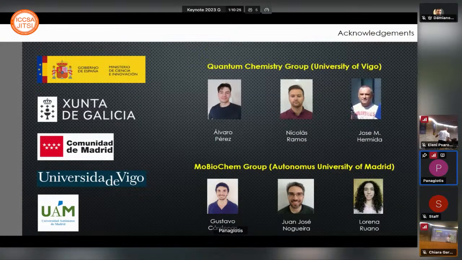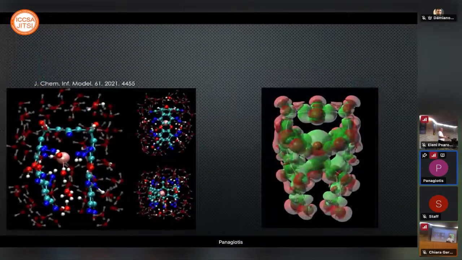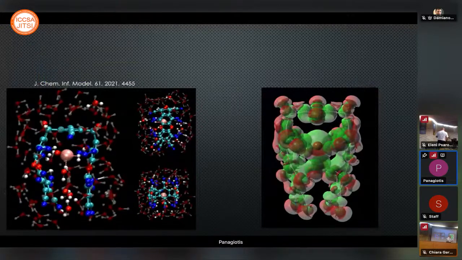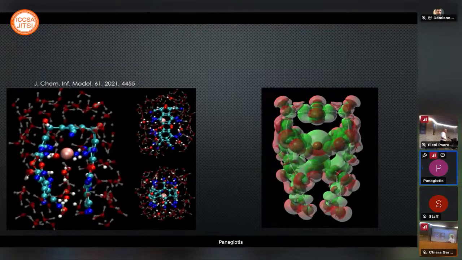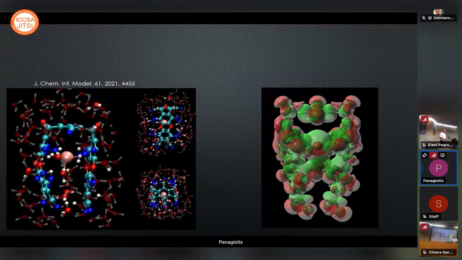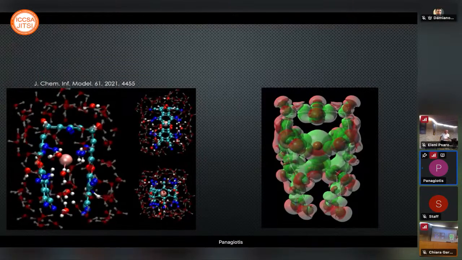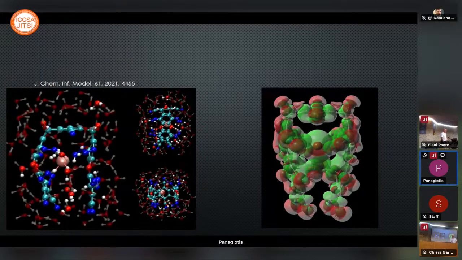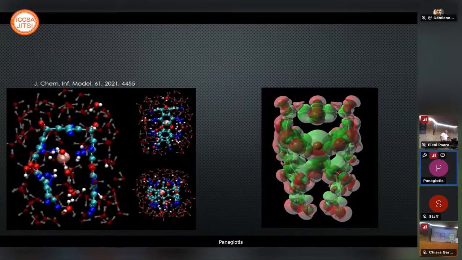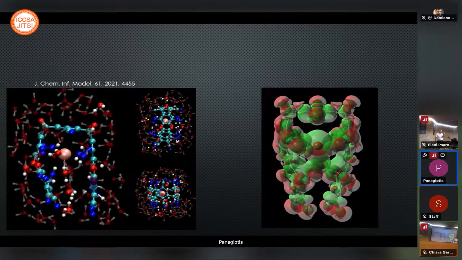And just to definitively finish my presentation, I would like to show you this nice simulation. This is an ab initio molecular dynamics simulation. It has a lot of atoms here. It was 3 months of calculation for this simulation. For the simulation, they are only some picoseconds.